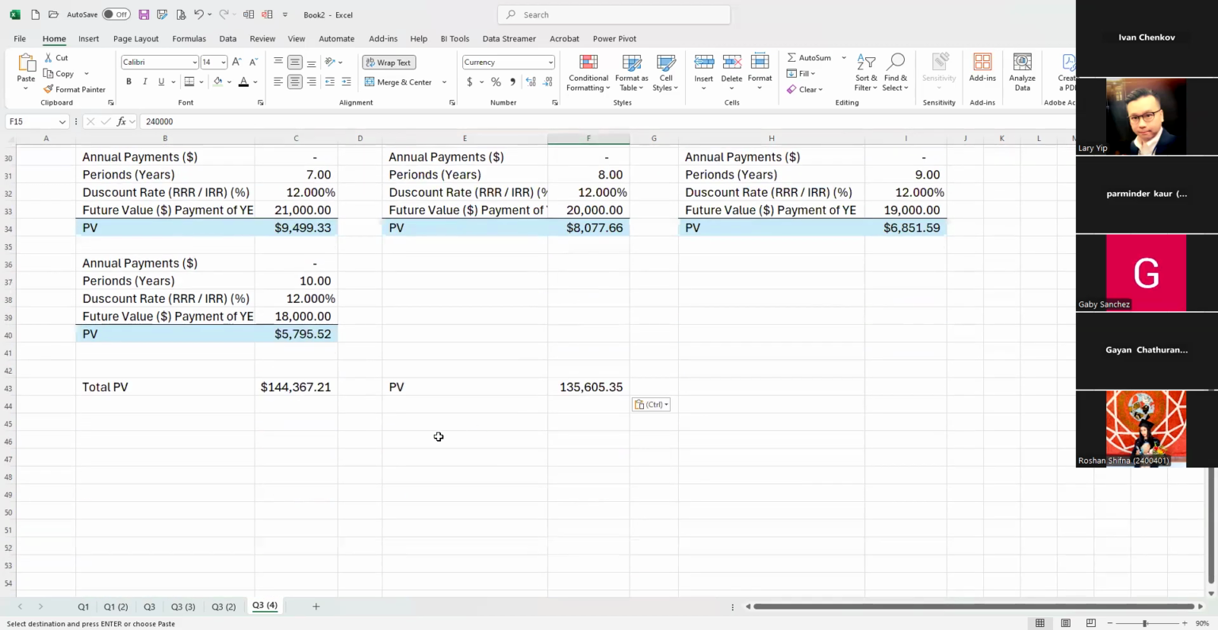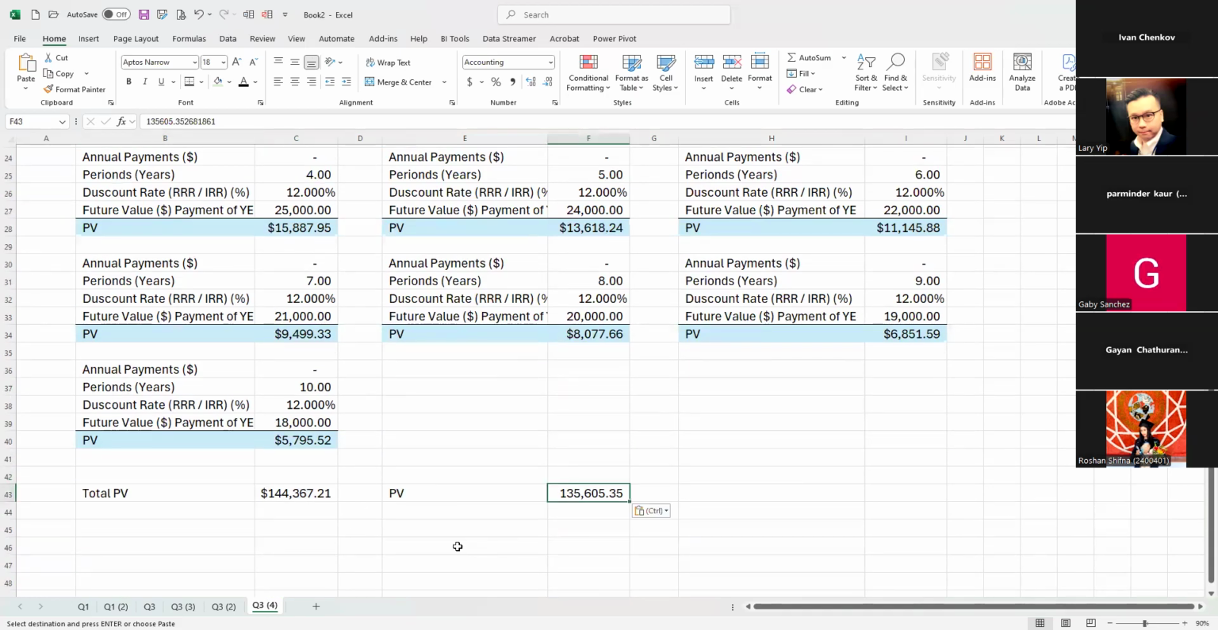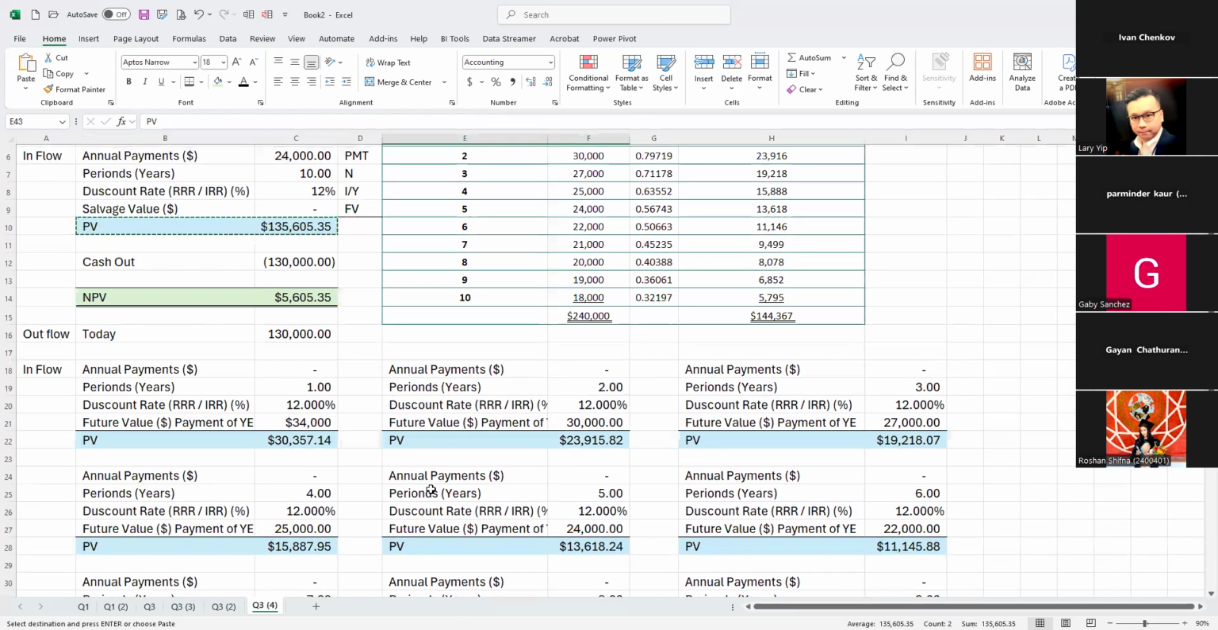But the thing is, we get here a different amount each year. Here we're receiving 24,000 as the same amount at the end of each year. Which one is going to give us higher return? Obviously, the second option is going to give us higher return.